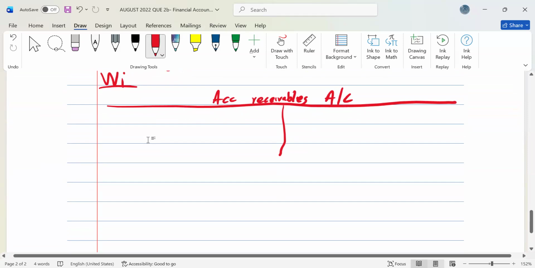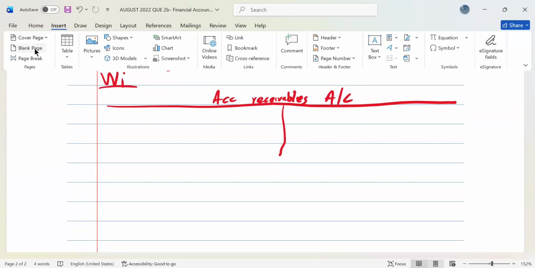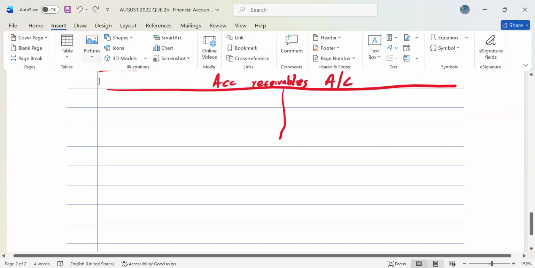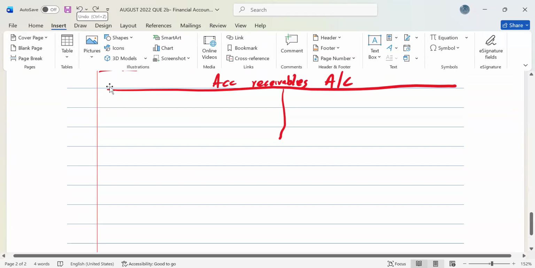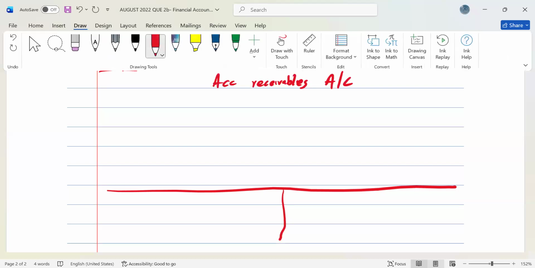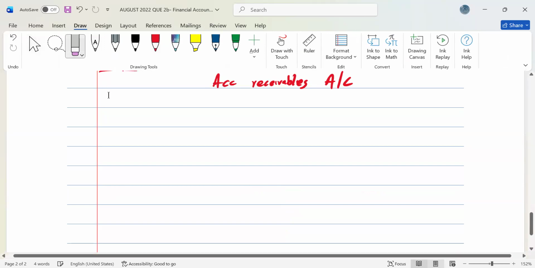Just a minute here. Let me have this first and add pages.